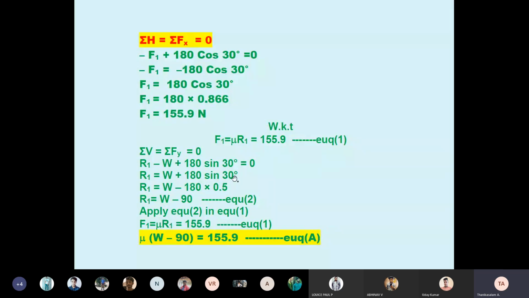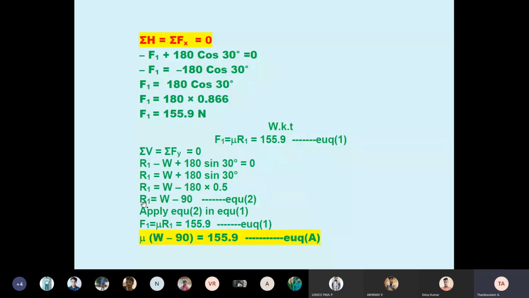Be very careful, so I will correct it. R1 equals W minus 180 sin theta; the plus 180 changes to minus 180 when it moves across. What is the sin theta value? 0.5. So after simplification, R1 equals W minus 90. This is equation 2. Already we have equation 1: mu into R1 equals 155.9.